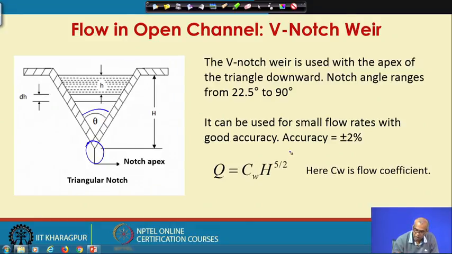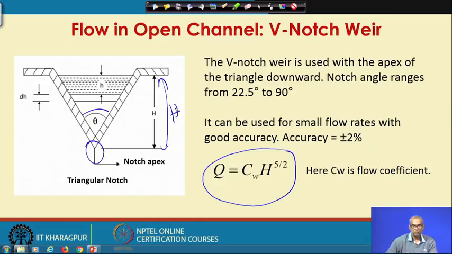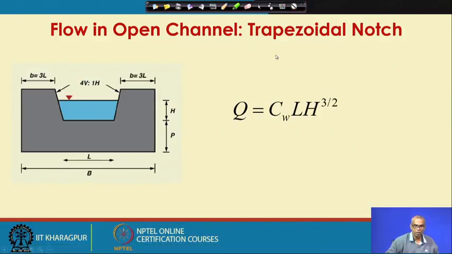So, this is a relationship that relates the volumetric flow rate with the head h in case of V-notch weir. Q equal to Cw into h to the power 5 by 2. Cw is a flow coefficient. This is another geometry for weir, trapezoidal notch. There is rectangular weir as well. So, this is in between V notch and rectangular notch.